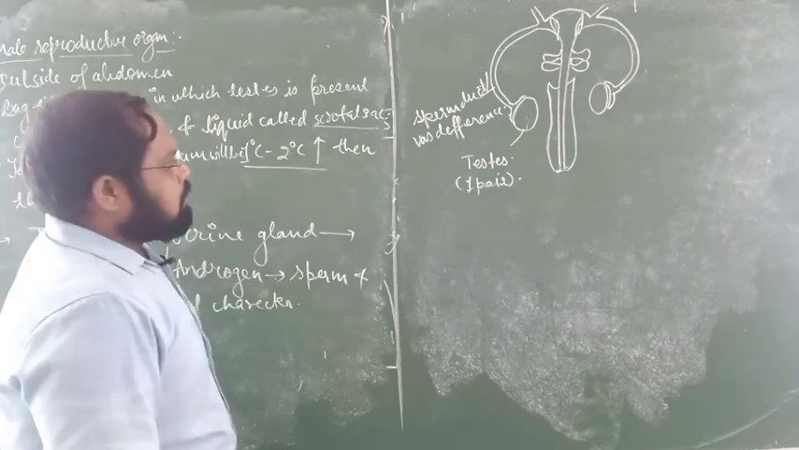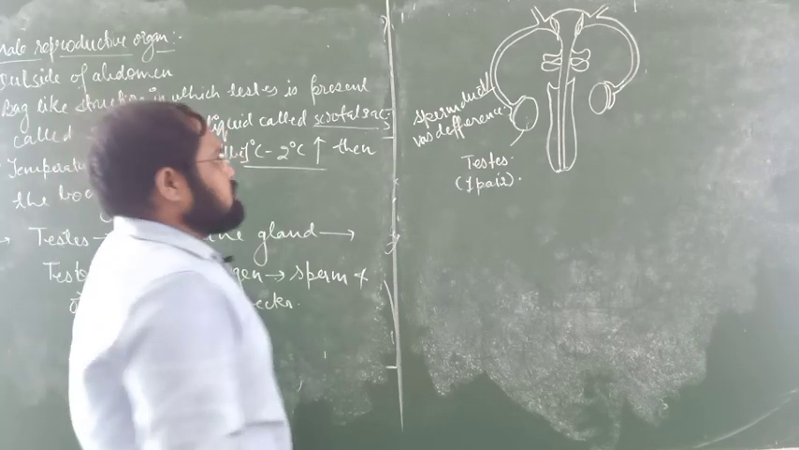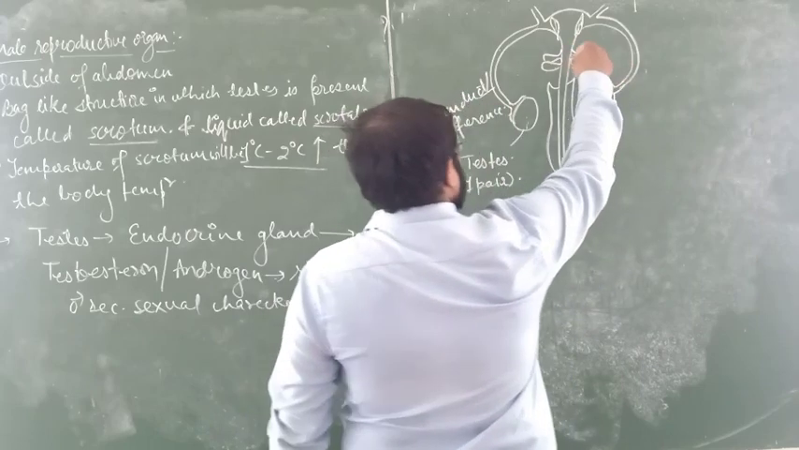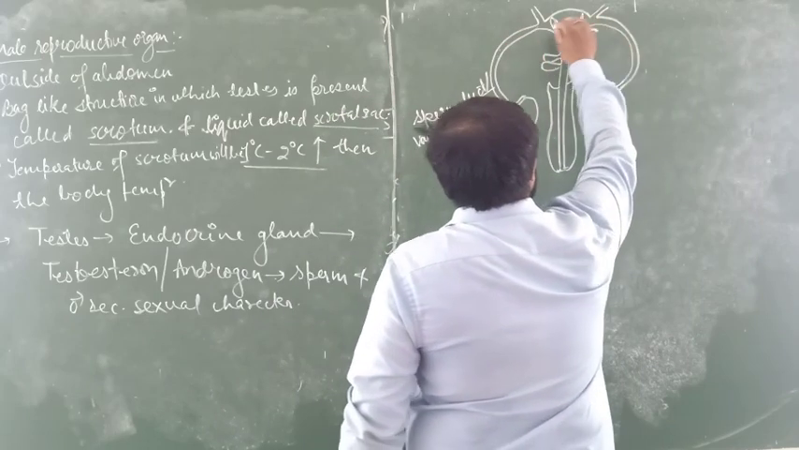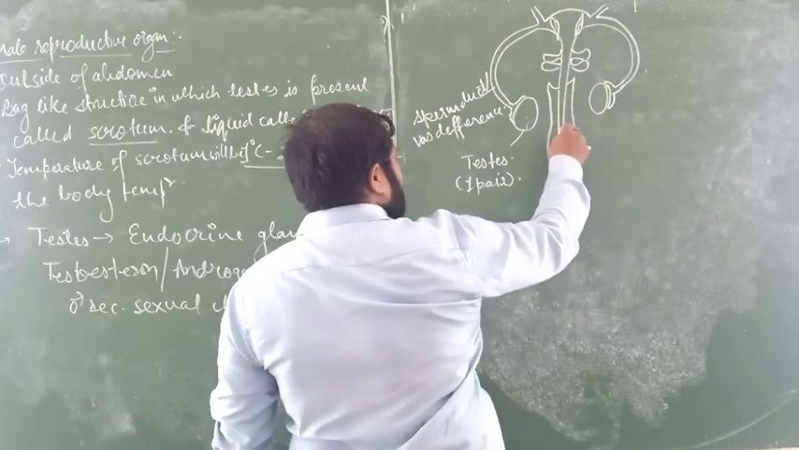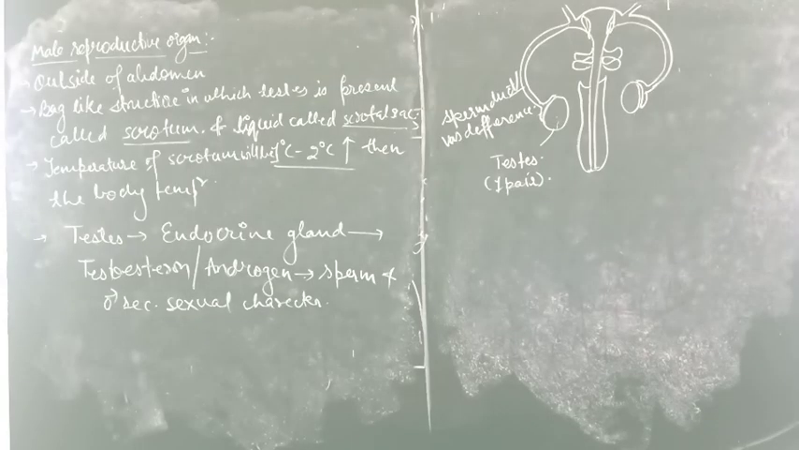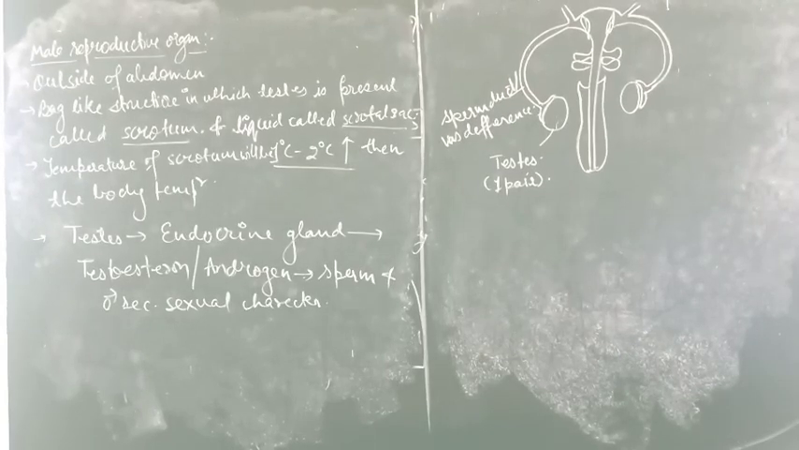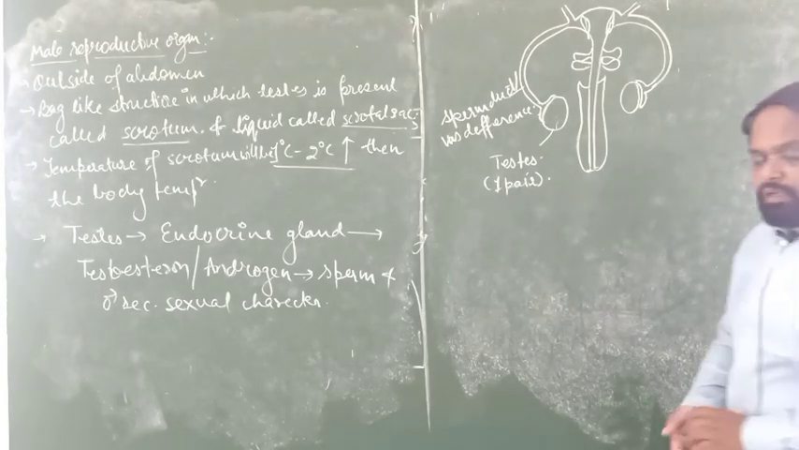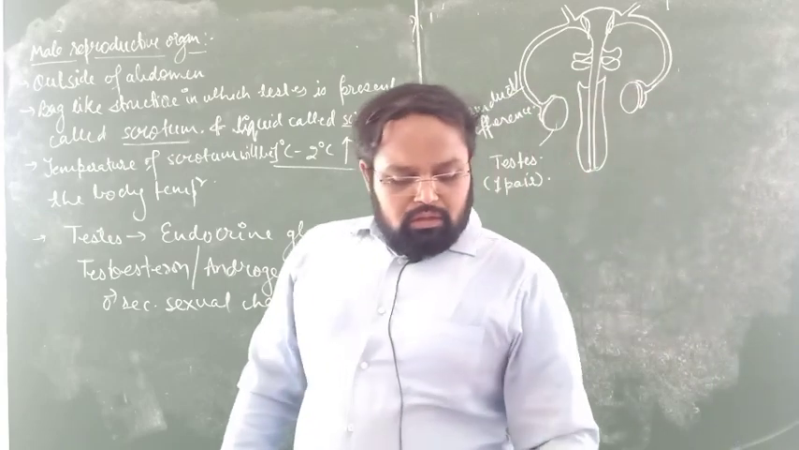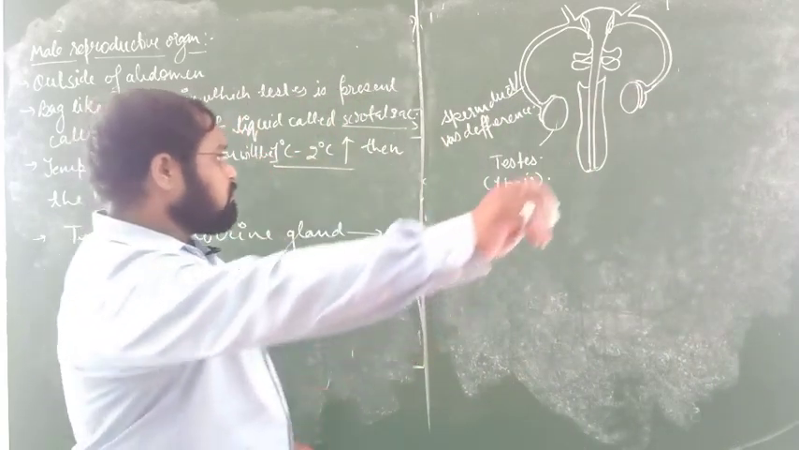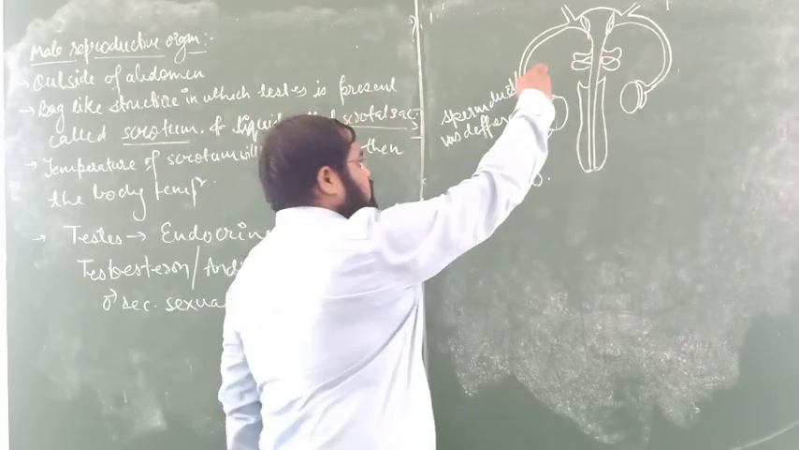Okay, clear? So these are some points. In this structure, you see that this sperm duct will open into a common duct, but above the common duct a hard layer is present. Now you know everything about this one. So here you see that the sperm duct or vas deferens will be there.